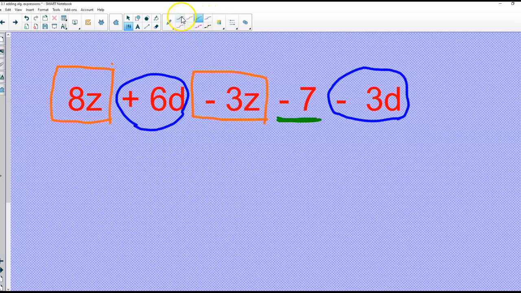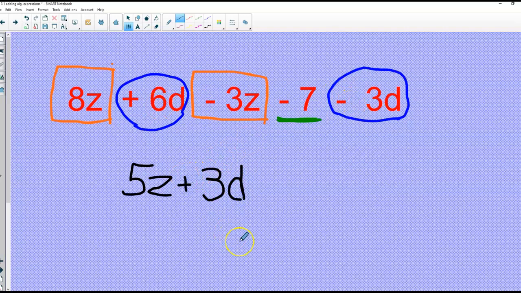Okay, all right, now we're ready to start combining. So let's start with the z's since it's in the front. So 8z minus 3z. So again, just subtract the coefficients. 8 minus 3 is 5. And I bring the z down. Okay, I'm going to move on to the d's, or the ones that are circled in blue now. Plus, or a positive 6d minus 3d. So subtract your coefficients. 6 minus 3 is 3. Bring the d down. And your answer is positive, right? 6 minus 3 is a positive 3. So I'm going to put my plus sign in there.